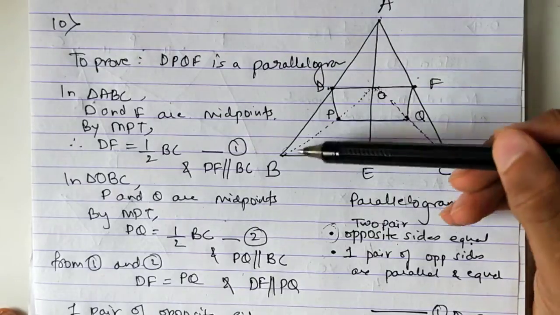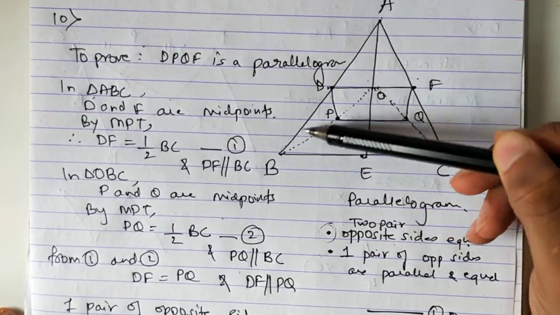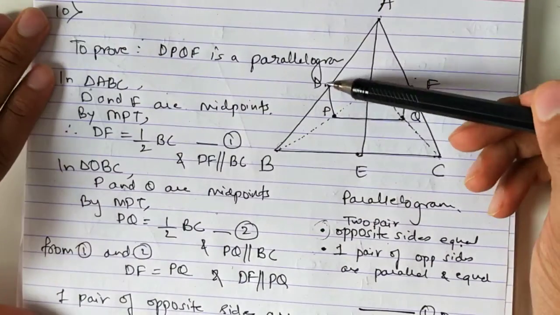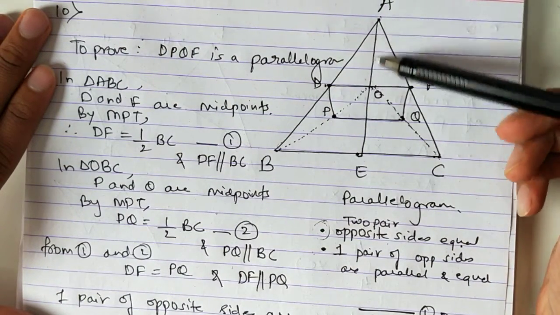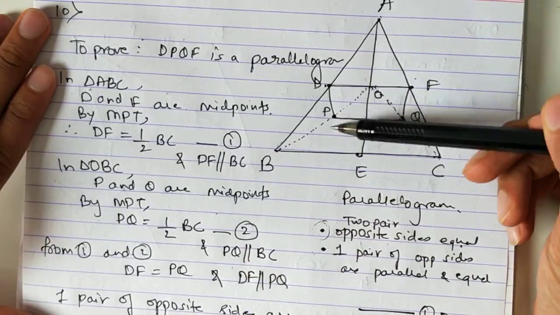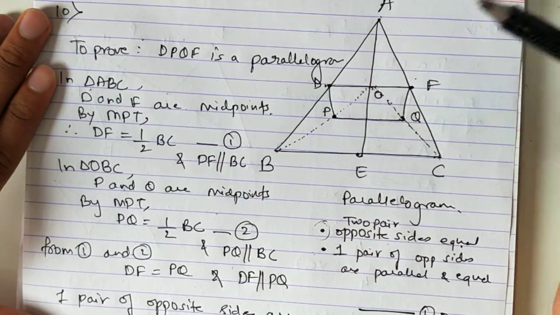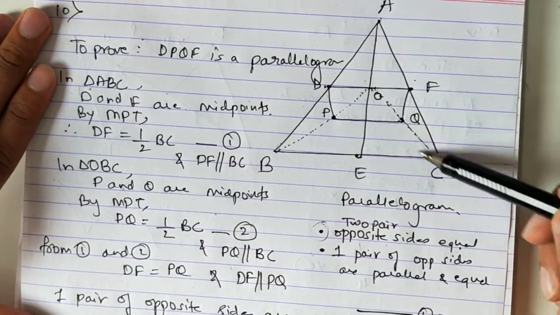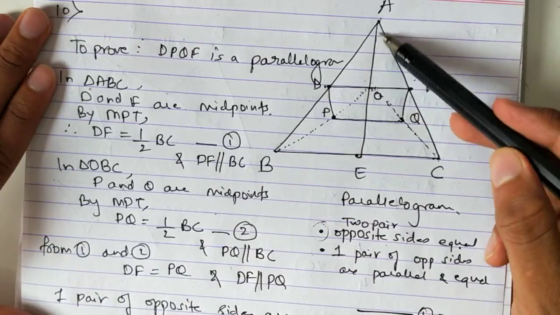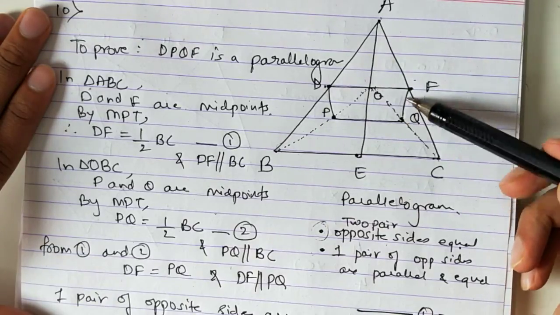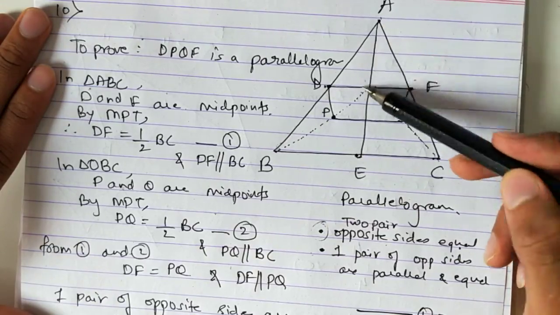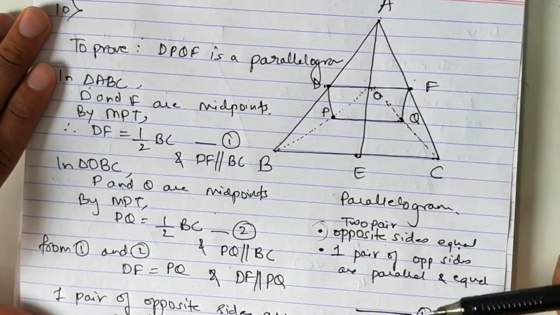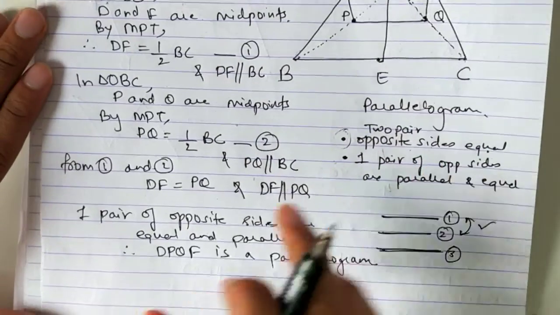Extra for extra knowledge. See this triangle BAO. In this triangle, this DP is parallel to AO, because P and D both are midpoints. So DP is parallel to AO, and here in this triangle CAO, this FQ is parallel to AO. So FQ is half of AO and DP is half of AO. That means DP and FQ are same. You could have used this trick also, but this is better.